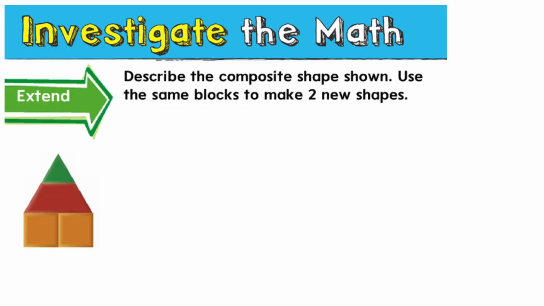Describe the composite shape shown. Okay, there are 2 squares at the bottom. Then there's a trapezoid in the middle and a triangle at the top.